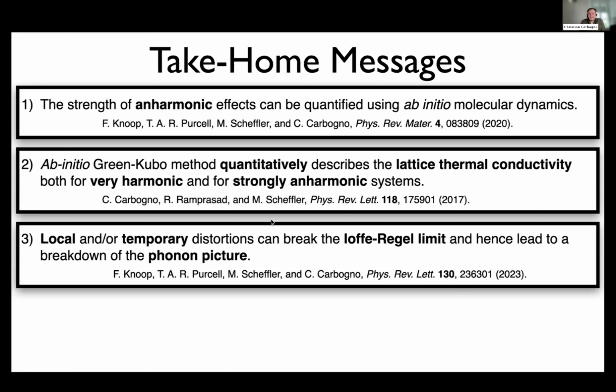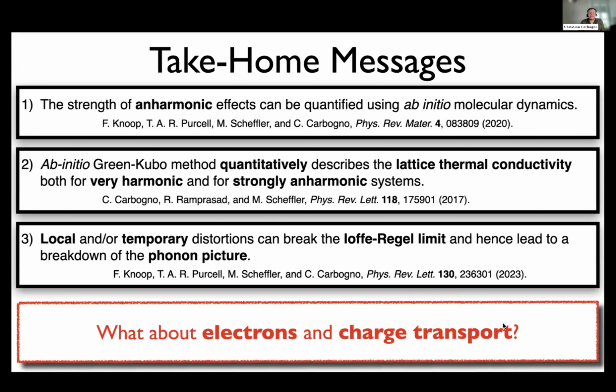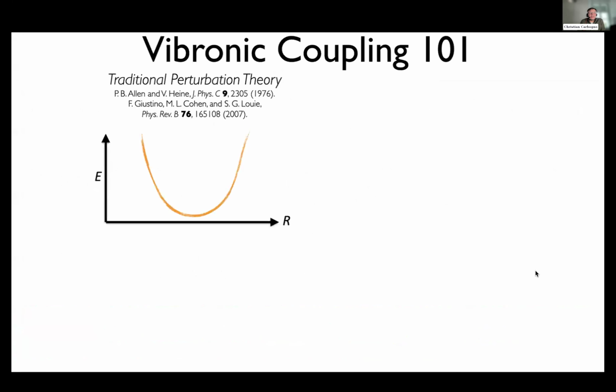Now, if you have such breakdowns, then the question naturally arises, what about electrons and charge transport? Can we incorporate this kind of effects also in our calculations for electrons and charge? And to understand what is going on there, we first have to explore again what is typically done and what one can do and where the approximations are. And for electron-phonon or vibronic coupling, so electronic and vibrational coupling, one typically also uses traditional perturbation theory.